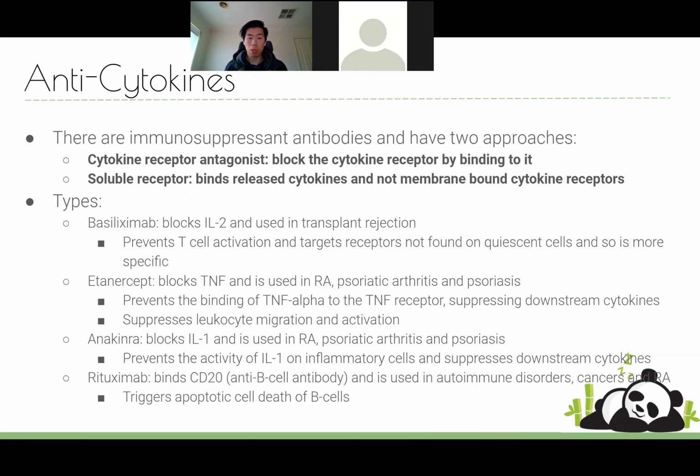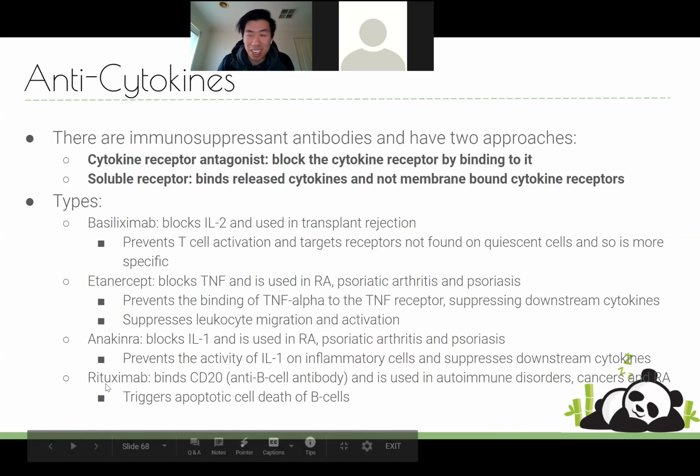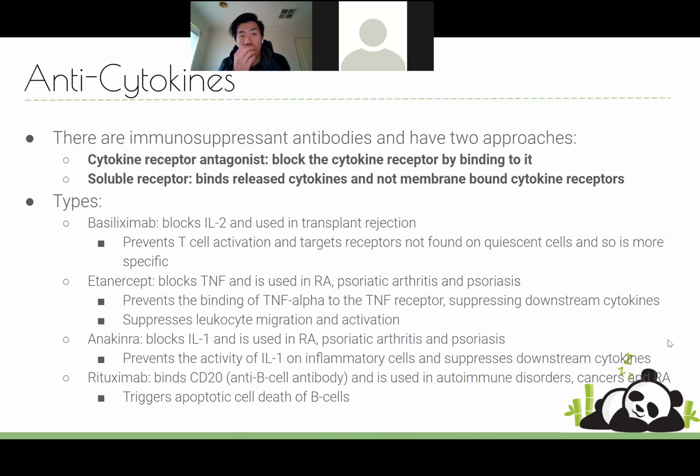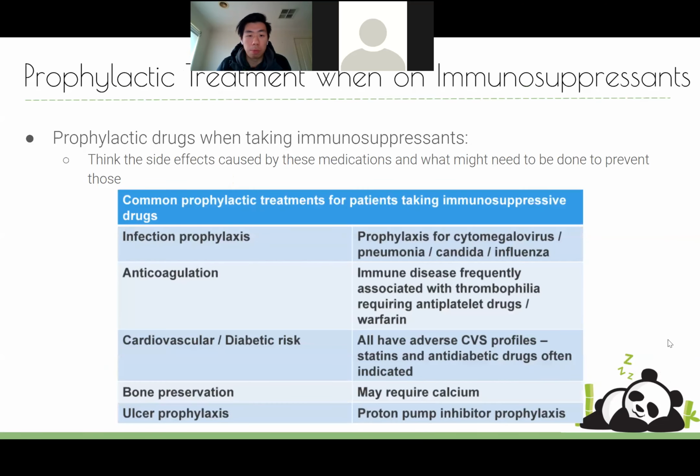Now, I will not say you need to know these specific antibodies or monoclonal antibodies. Just know they exist and what they are. So these are basiliximab, etanercept, anakinra, and rituximab. They are basically just targeting specific cytokines, and they will be used for different purposes. But what specifically those are is not something you guys need to know, I don't think.